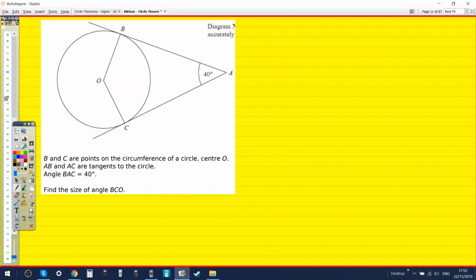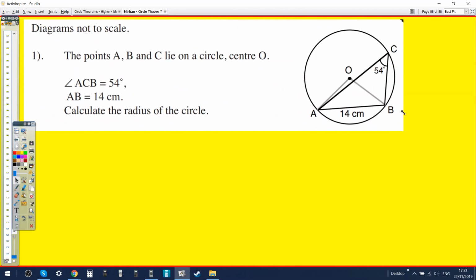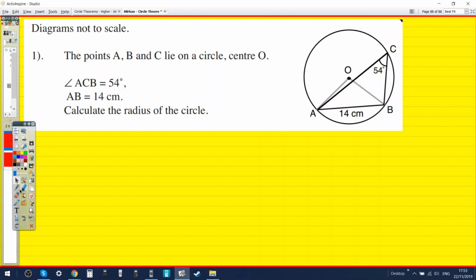Let's see. I'm trying to make sure. And like always, it's not obvious. You just fill in the blanks till you get there. Calculate the radius of the circle. Actually, we have to find the length of the radius.